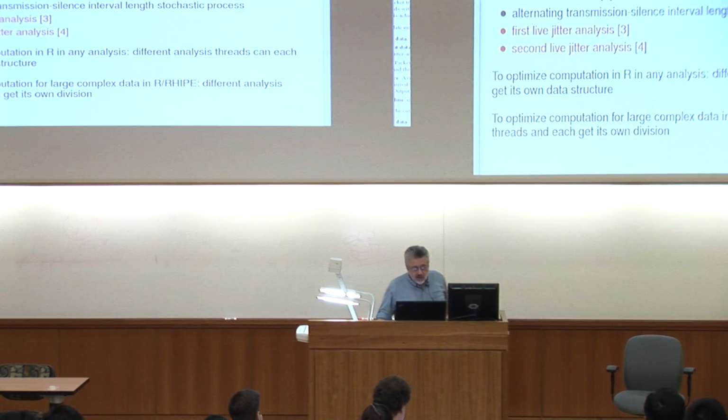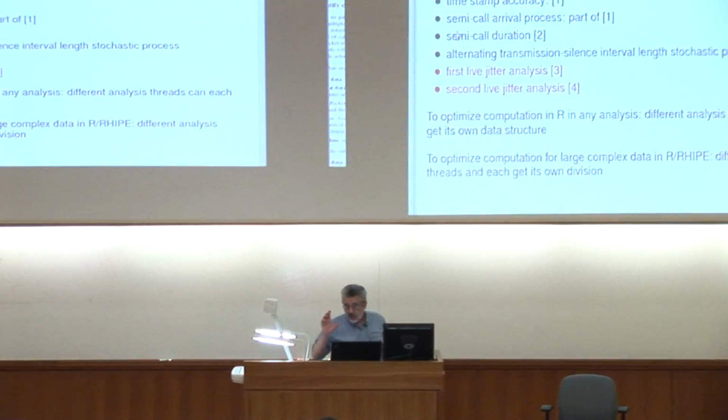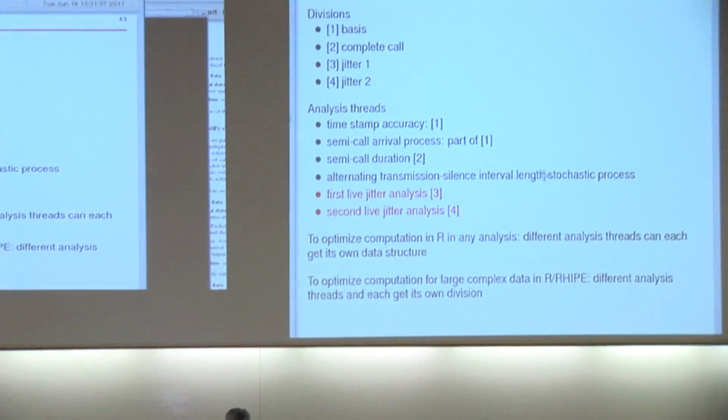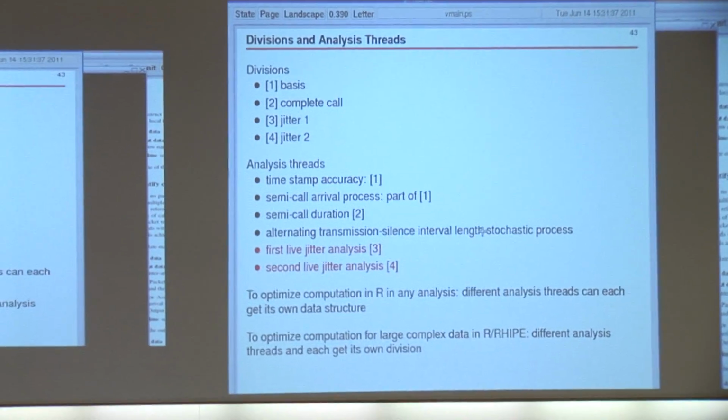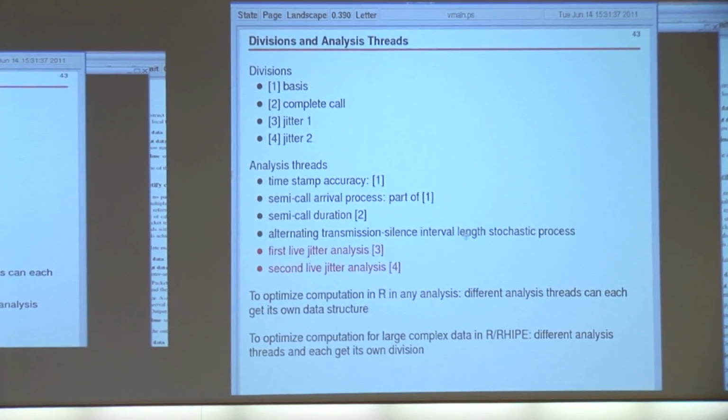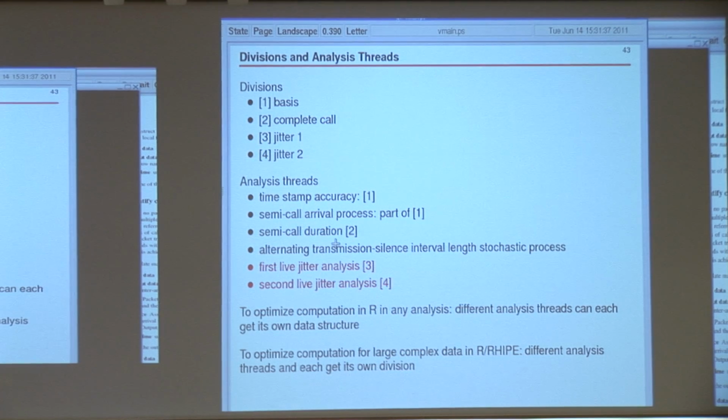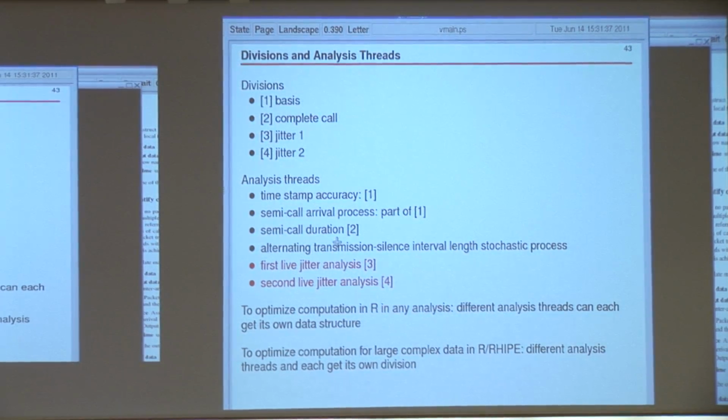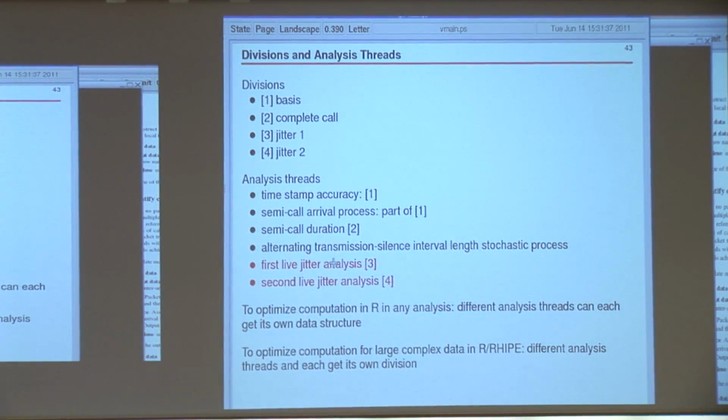Semicall arrival process, I talked about that a little bit. So we had an arrival time analysis. Semicall duration, we modeled that. Alternating transmission and silence interval stochastic process, there was a model for that. So these 3 things combined to be the thing that we use to generate traffic. Then there was an analysis of the live jitter, the jitter that actually occurred in the data.